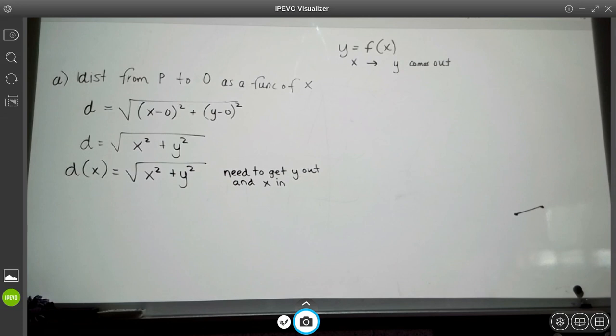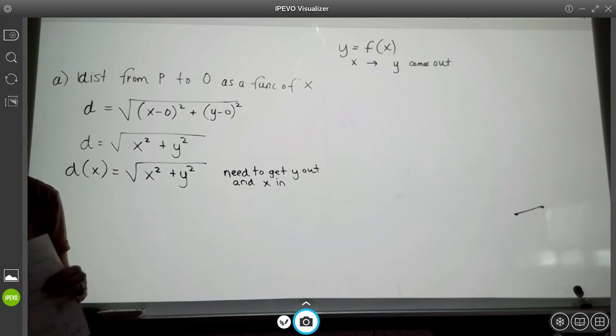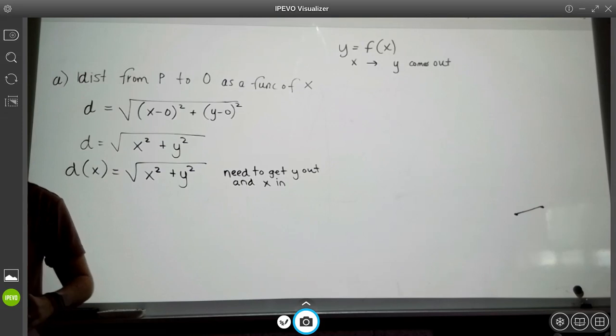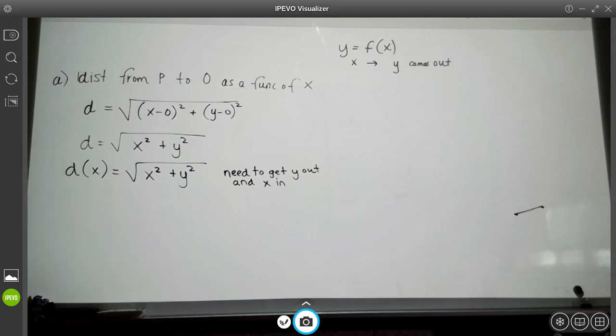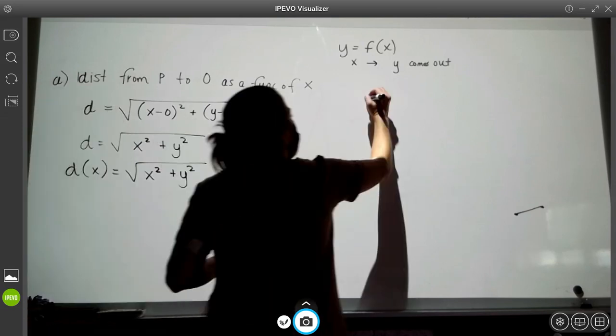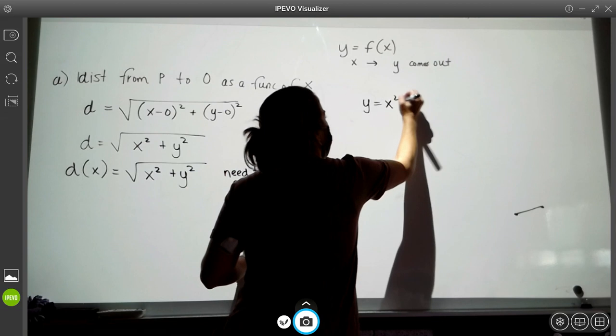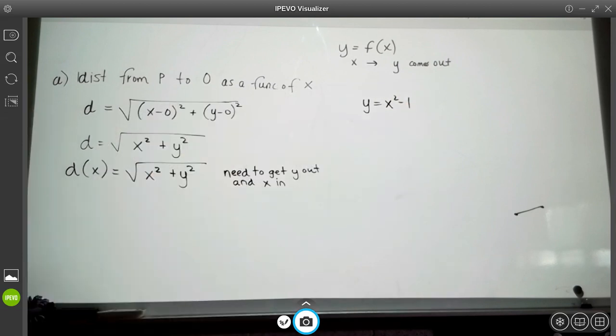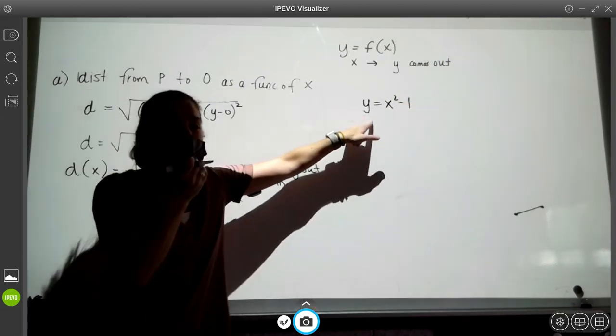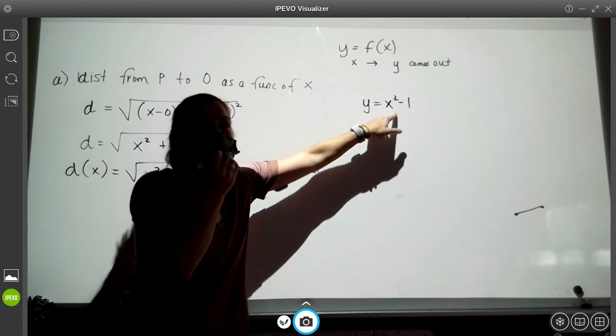So look at the problem. Did they tell us any relationship between x and y? What is y equal to in terms of x? Well, guys, think about it. What parabola was the point (x, y) on? It was on the parabola y equals x squared minus 1. So if they tell you that y equals x squared minus 1, that's a pre-made relationship between x and y. You already know what y is equal to in terms of x.